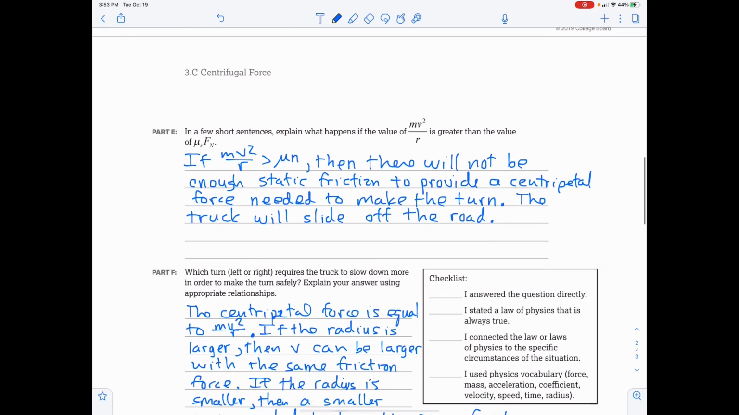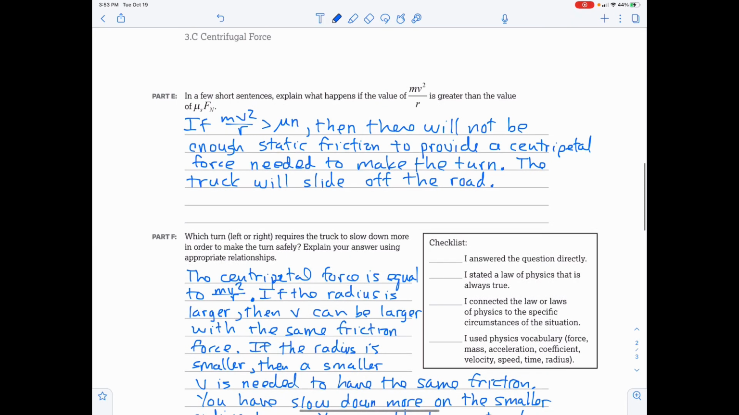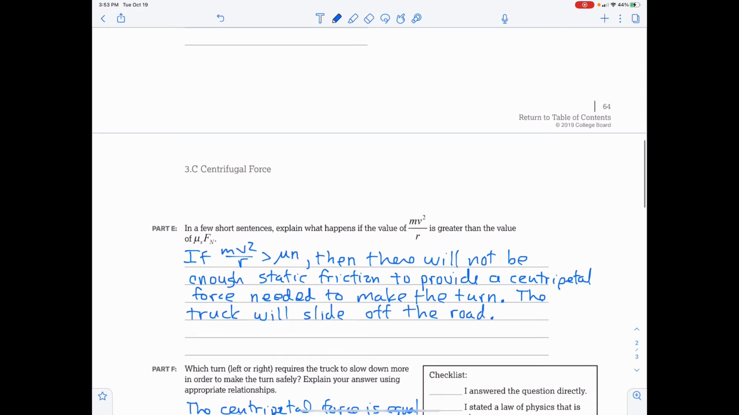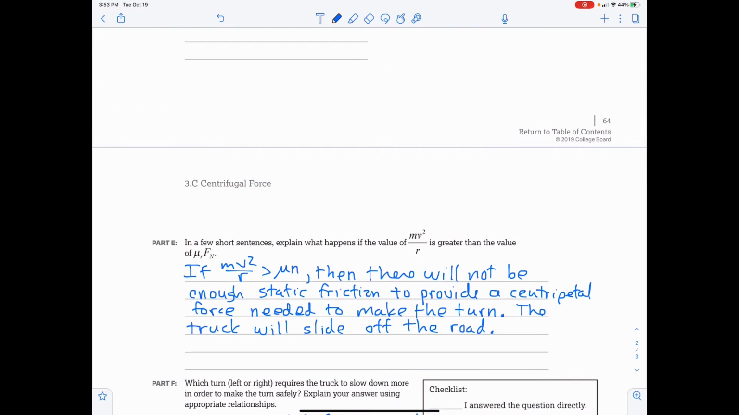Part E. In a few short sentences, explain what happens if mv squared over r is greater than the value of mu times normal force. Well, if mv squared over r is greater than mu times normal force, then there will not be enough static friction to provide the centripetal force to make the turn. The truck will then slide off the road.